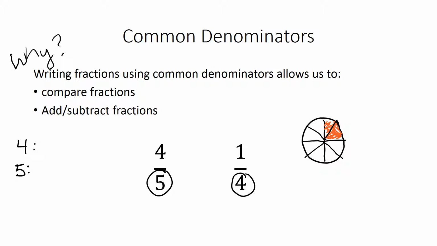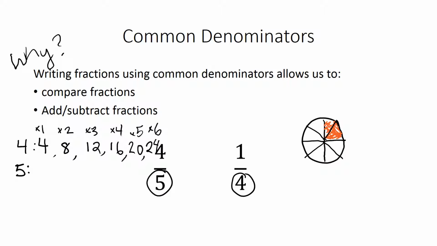So 4 times 1 gives me 4. These are the multiples, so you're thinking times 1, times 2, times 3. 4 times 2 is 8. 4 times 3 is 12. 4 times 4 is 16. 4 times 5 is 20. And 4 times 6 is 24, and I believe I can stop there.